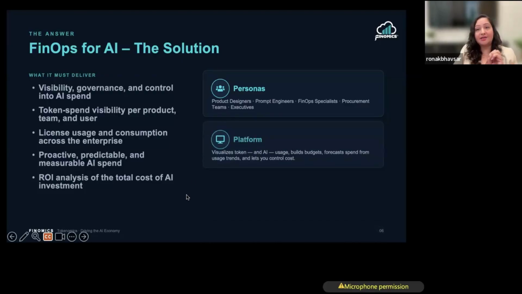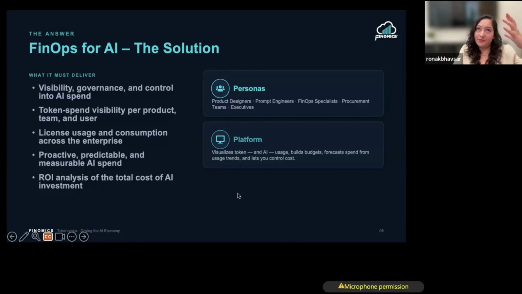So when we are talking about visibility, we are going to need a way to look at the results, right? Look at what's happening behind the scenes. Basically, you need to be able to visualize the token usage and in turn the AI usage, right? You need to have budgets, forecasting, usage trends. You need to see how people are using it. And this whole thing, the personas and platform, lets you have some guardrails, some control around the entire AI ecosystem. So you are going to need a platform at some point.